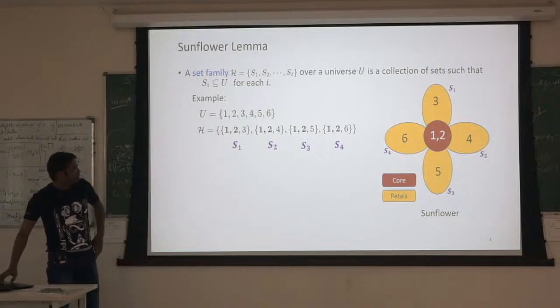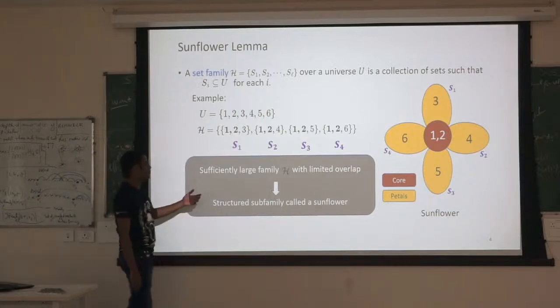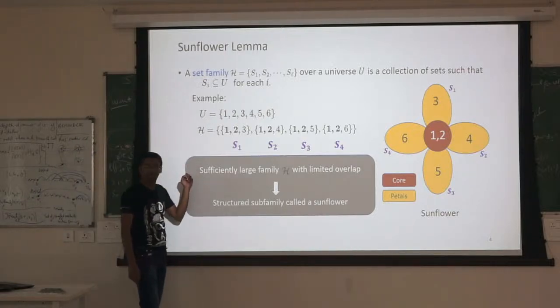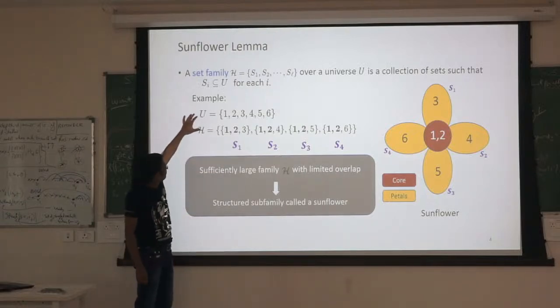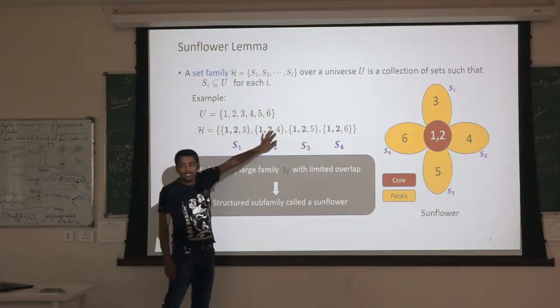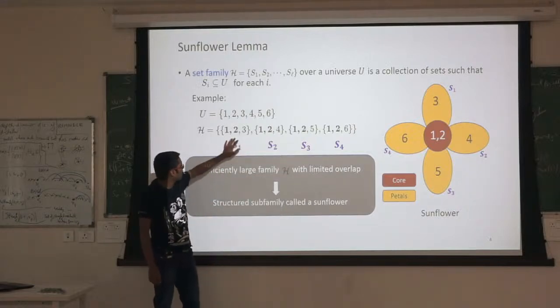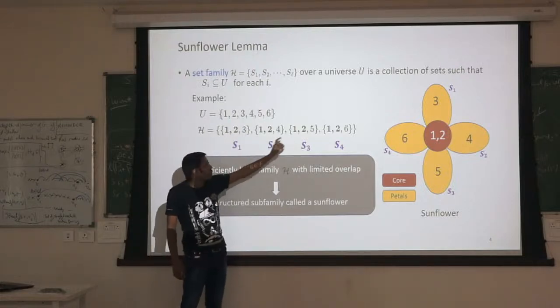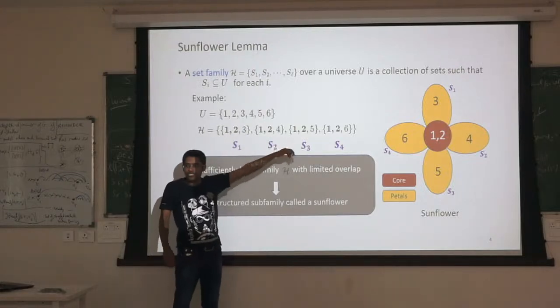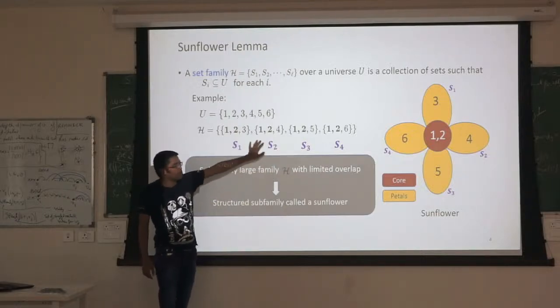Then, intuitively or less formally, the sunflower lemma gives you a bound. What bound does it give you? If you have a sufficiently large family H, such that the overlap between the sets is not arbitrary, so you have some structure about how things are overlapping. Here the structure means 1, 2 are common in all of them, but the other things are disjoint. This is what I mean when I say there is some limited overlap.